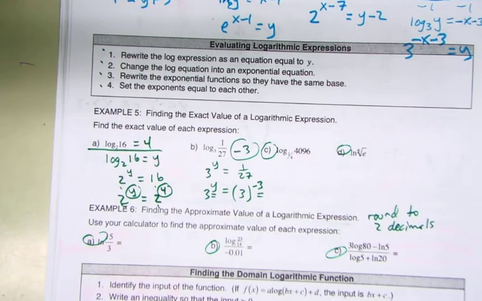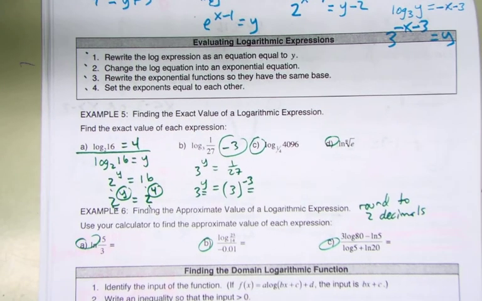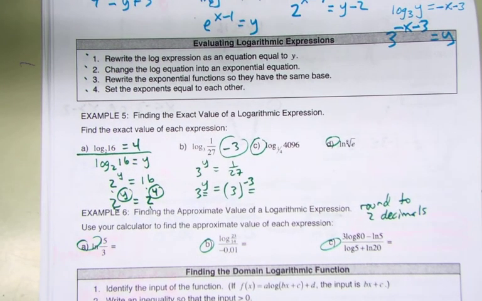What's the difference between a regular log and a natural log? There's no, I mean, they're both logs. It's just that a natural log is one specific base. It's base e.